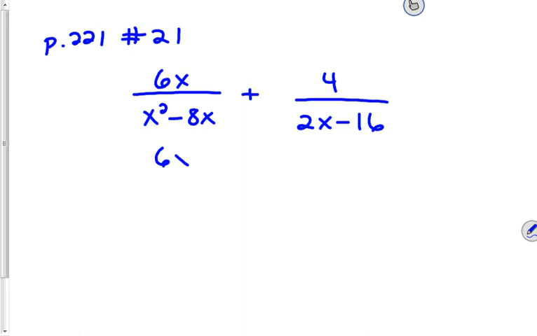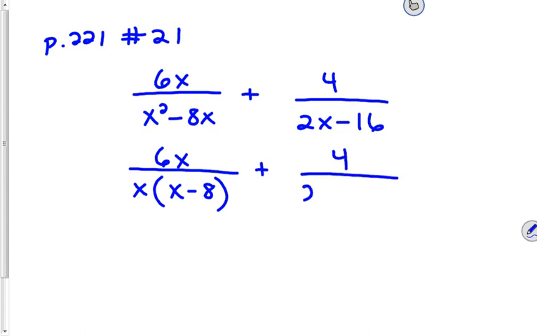So this 6x over, I'm going to factor out an x, and I'll have x minus 8 left, plus 4, and here I can factor out a 2, and I get x minus 8 left. I like the fact that each of those denominators has an x minus 8 in it, but they're still not common denominators. I'm going to need to multiply this one by 2 over 2, and multiply this one by x over x.